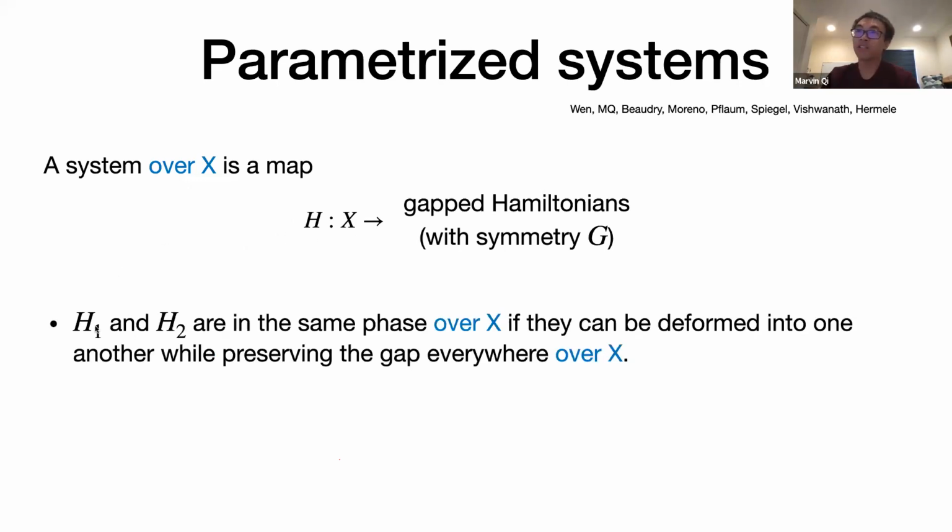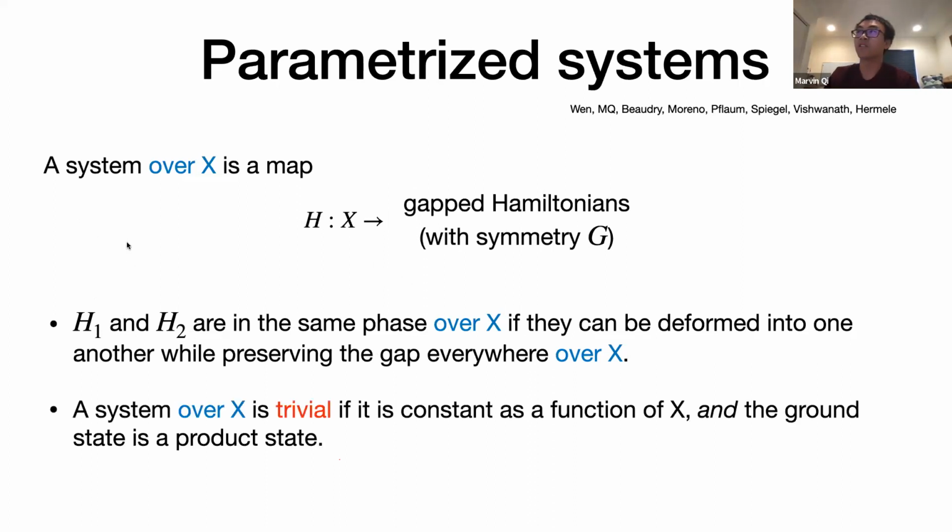And just by analogy to the ordinary classification of phases case, we would want to say that two systems over X, H1 and H2, are in the same phase over X if they can be deformed into one another while preserving the gap everywhere over X. So H1 and H2 you can think of as just some family of gapped Hamiltonians, and if I can deform one to the other, we'll say they're in the same phase over X.